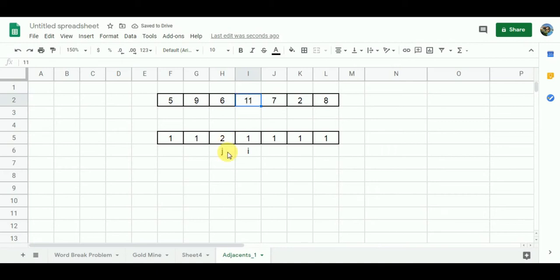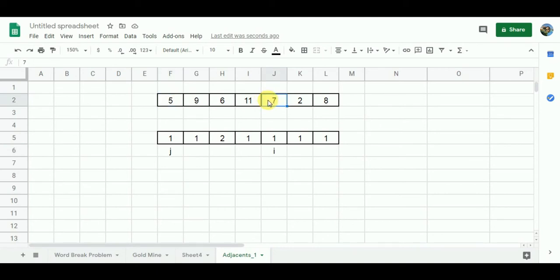It again violates our condition, so nothing happens. J moves back to its base position and I moves one cell to the right. Alright, now we compare the values of J and I again. So J has 5 and I has 7.